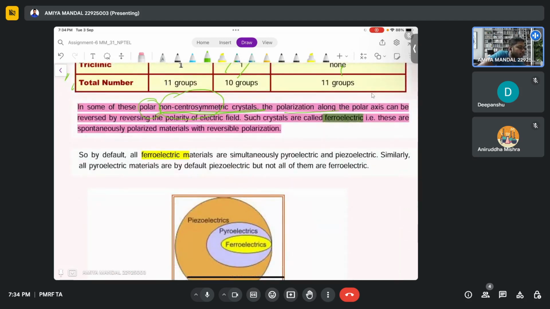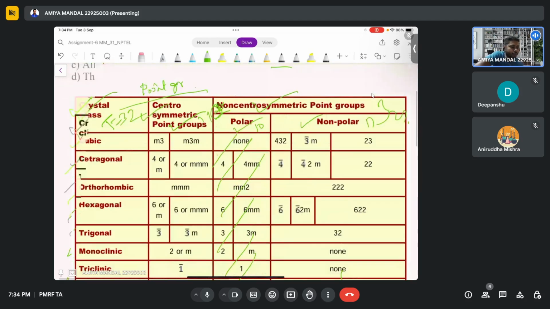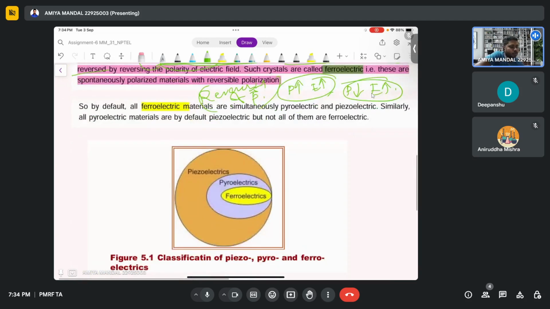Also, the polarization along the polar axis can be reversed, as I have already told. P can be reversed with the application of an electric field. So reversal of P can also be done in a ferroelectric material. And you are also aware that all ferroelectric materials are piezoelectric materials also.